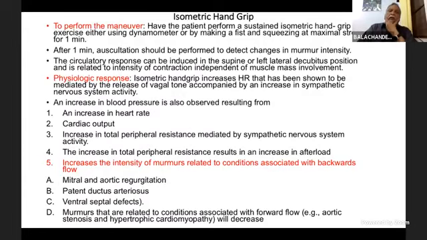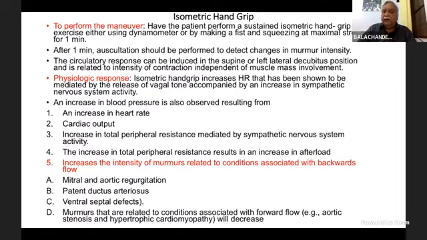And the same thing, to perform the maneuver, you can either ask the patient to squeeze a towel or use a dynamometer, and after 1 minute, perform the auscultatory maneuver. And these are some things which can happen: an increase in blood pressure, increase in heart rate, increase in cardiac output. So MR increases, AR increases, PDA murmur increases. We don't do it for PDA, when it's so obvious, but still you can say. And of course, ventricular septal defect murmurs may also increase.